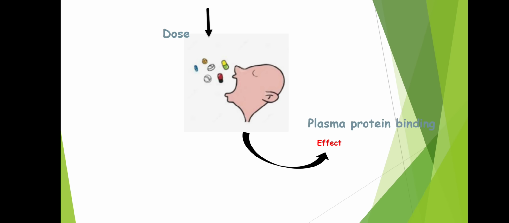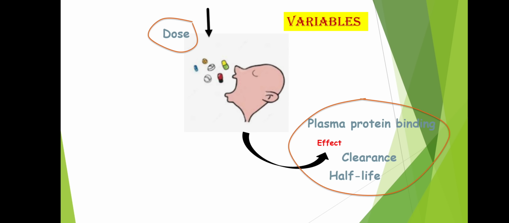So whenever we consume any drug, the dose will be the input and its output will be the effect. Okay, so input is the dose and output will be the effect, such as plasma protein binding, clearance, half-life and so on and so forth. So dose as well as these effects are said to be variables because we are measuring them.